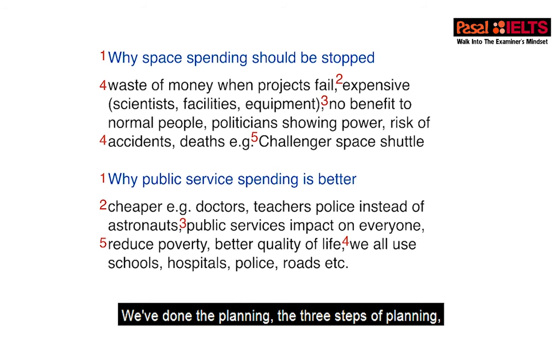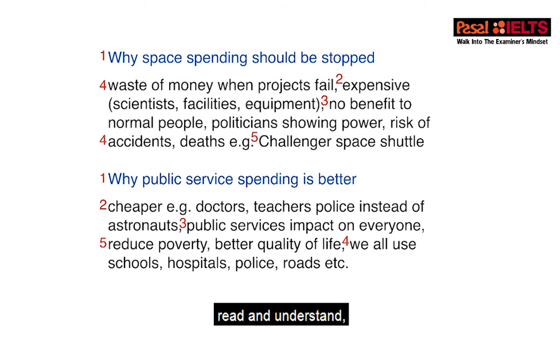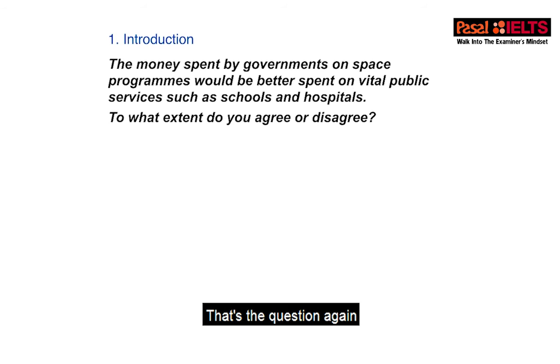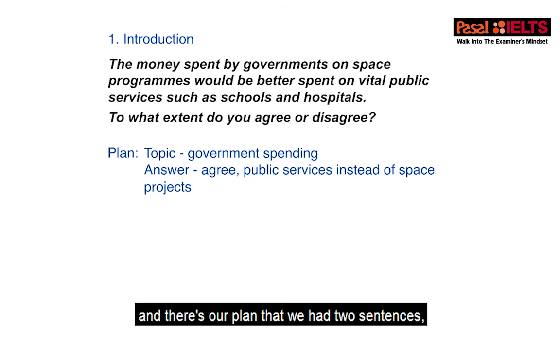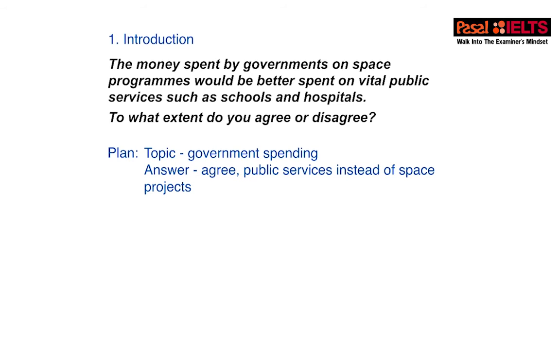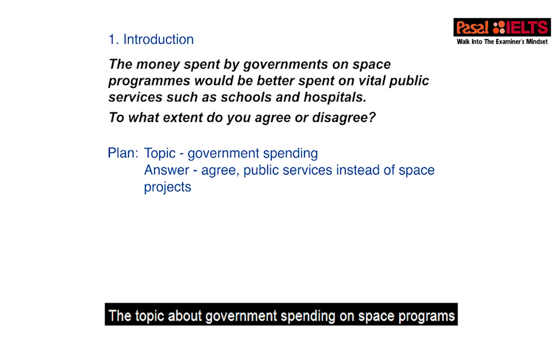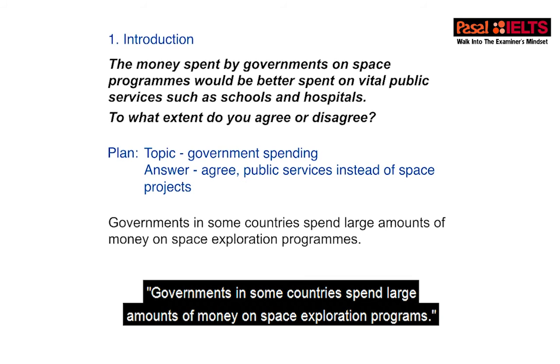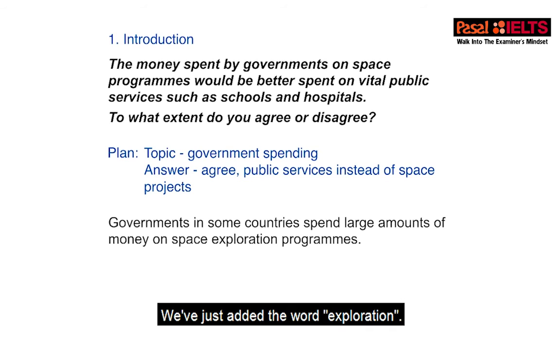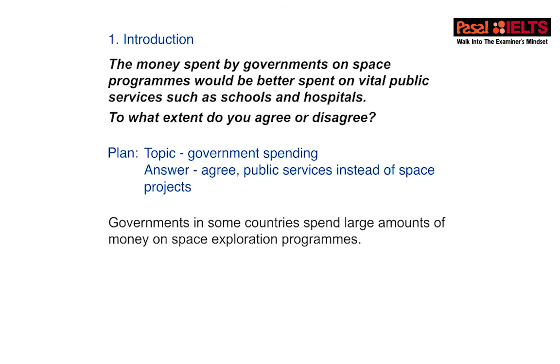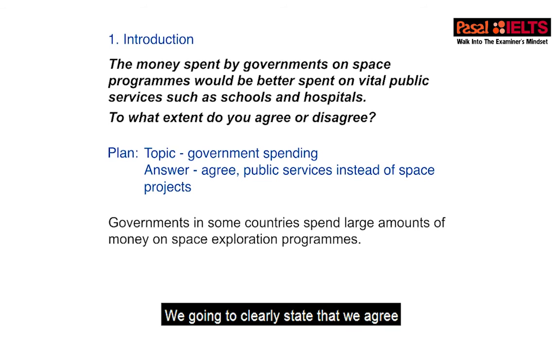We've done the planning, the 3 steps of planning: read and understand, then structure, and then really good ideas. Let's go back now to the introduction. There's the question again, and there's our plan that we had. 2 sentences only, a topic and an answer sentence. The topic about government spending on space programs, we wrote, governments in some countries spend large amounts of money on space exploration programs. We've just added the word exploration. Then our answer sentence, we're going to clearly state that we agree.